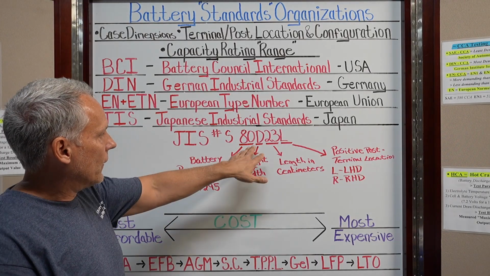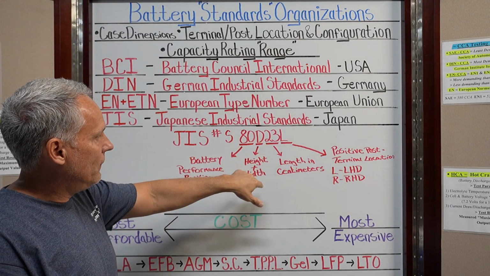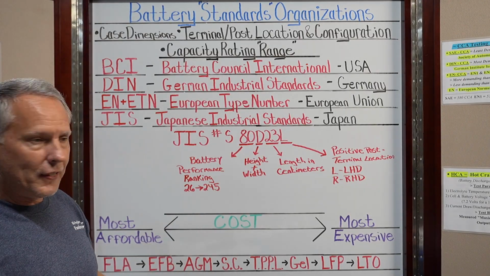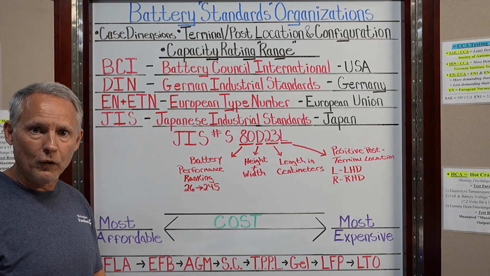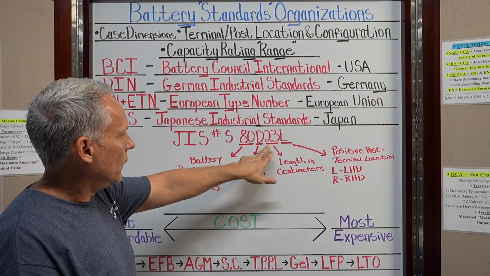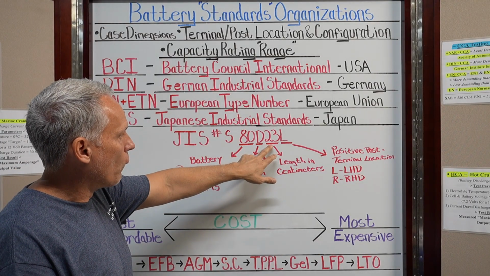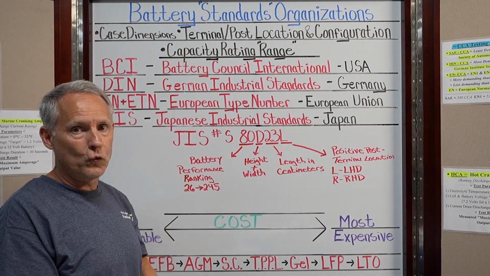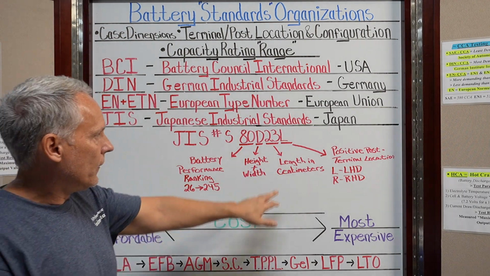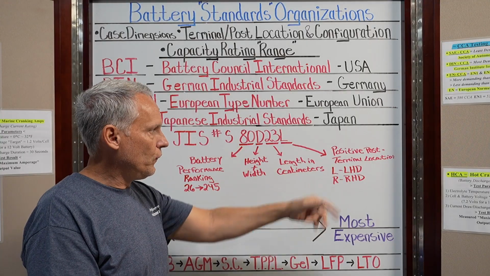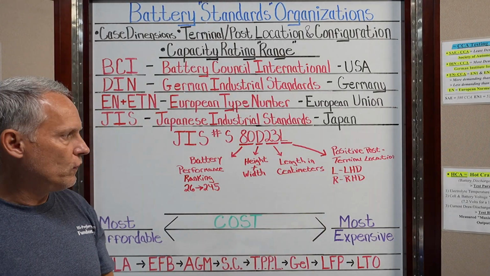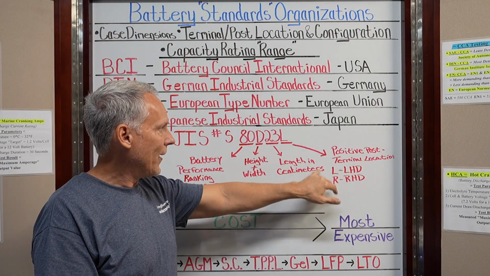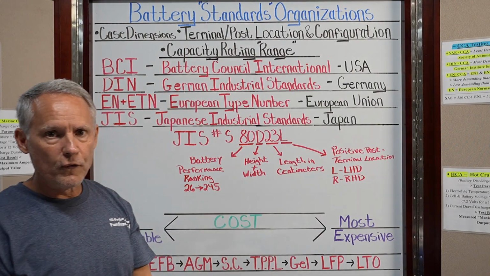Okay. Next, the third one is a letter D. There'll be a chart that gives you the height and the width of the battery, so a case dimension. The fourth and fifth numbers would be the length in centimeters. In this case, the battery will be 23 centimeters long. And the last digit, being an L, just tells you the positive post terminal location, whether it's on the left hand or the right hand side. L for left hand, R for right hand.